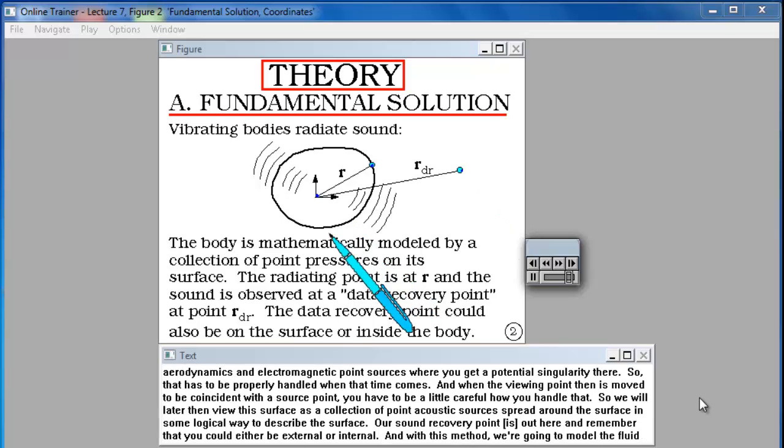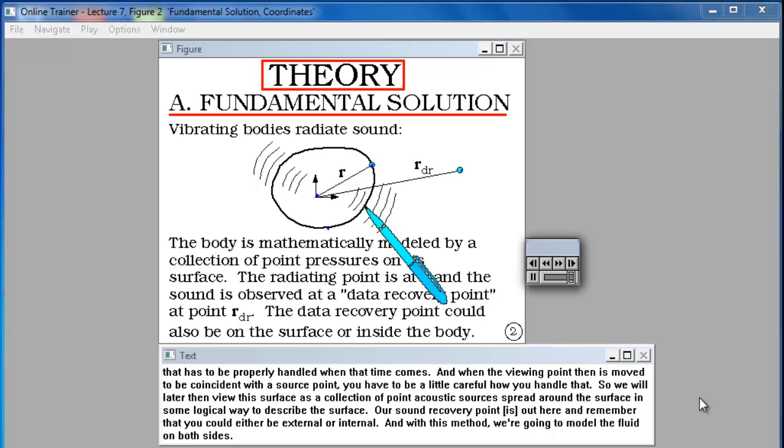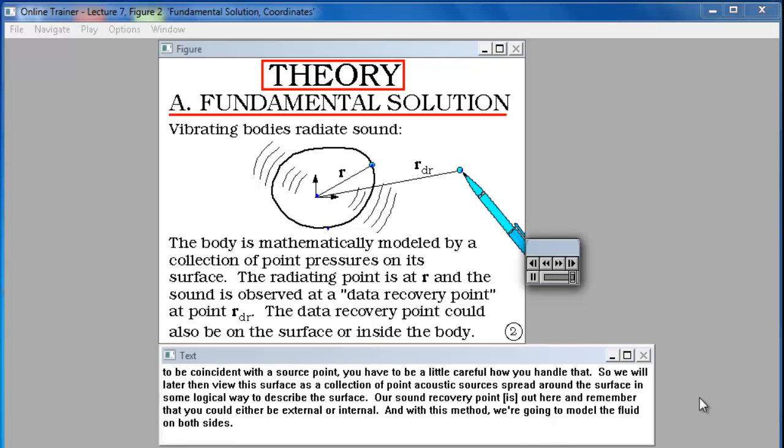We will later then view this surface as a collection of point acoustic sources spread around the surface in some logical way to describe the surface. Our sound recovery point out here, and remembering that you could either be external or internal. And with this method, we're going to model the fluid on both sides.